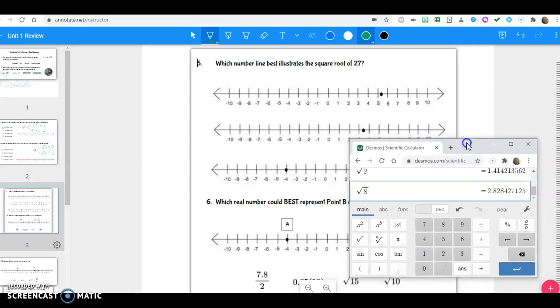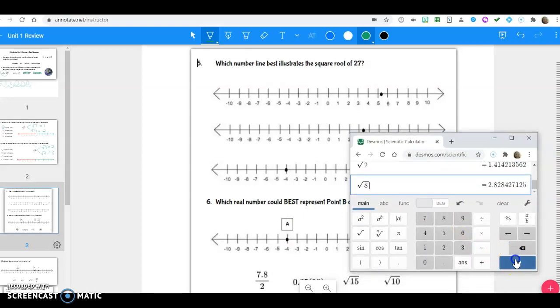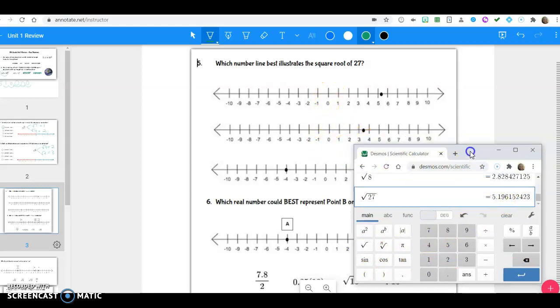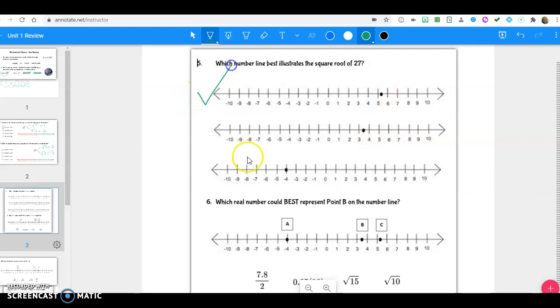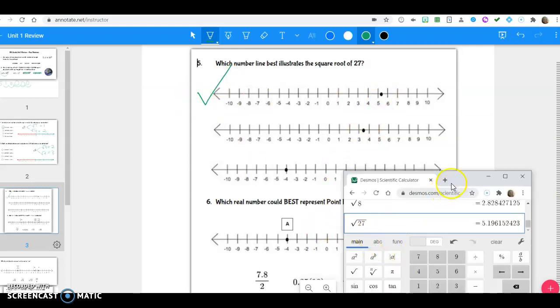Which number line best illustrates the square root of 27? I'm going to put this in my calculator, you guys. Square root of 27, 5.19. Looking at my number lines here, this is -4. This is somewhere in the middle between 3 and 4. Bingo. All right.